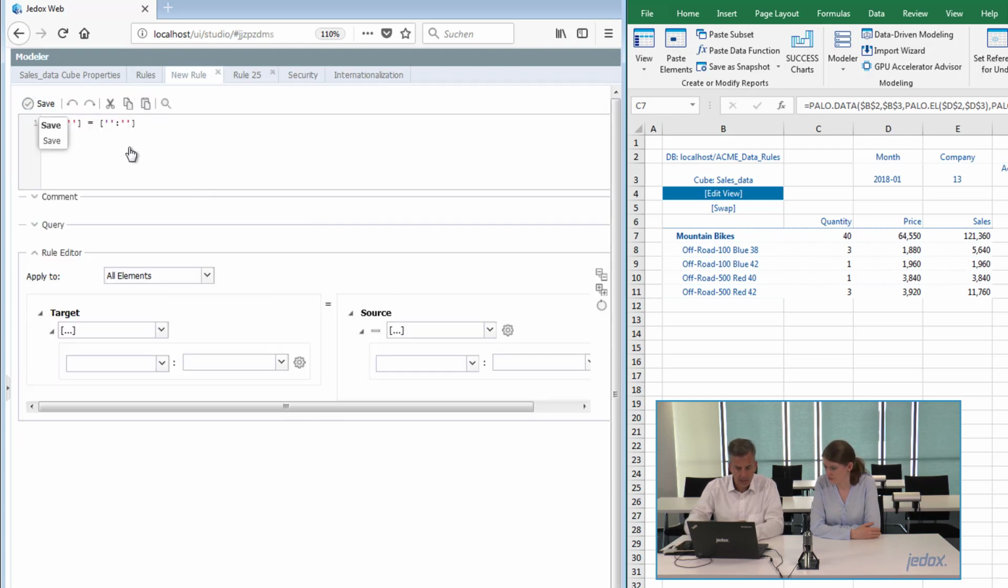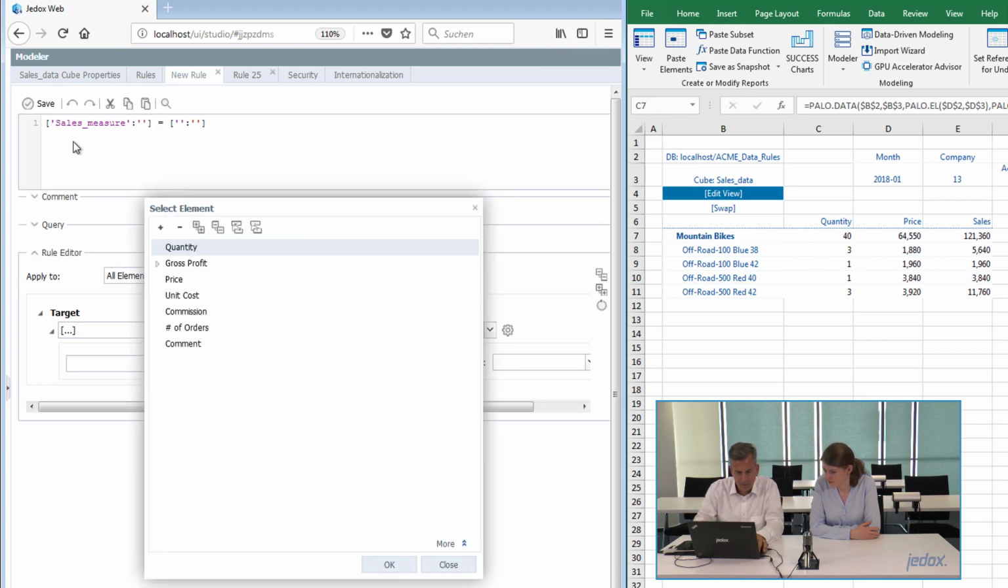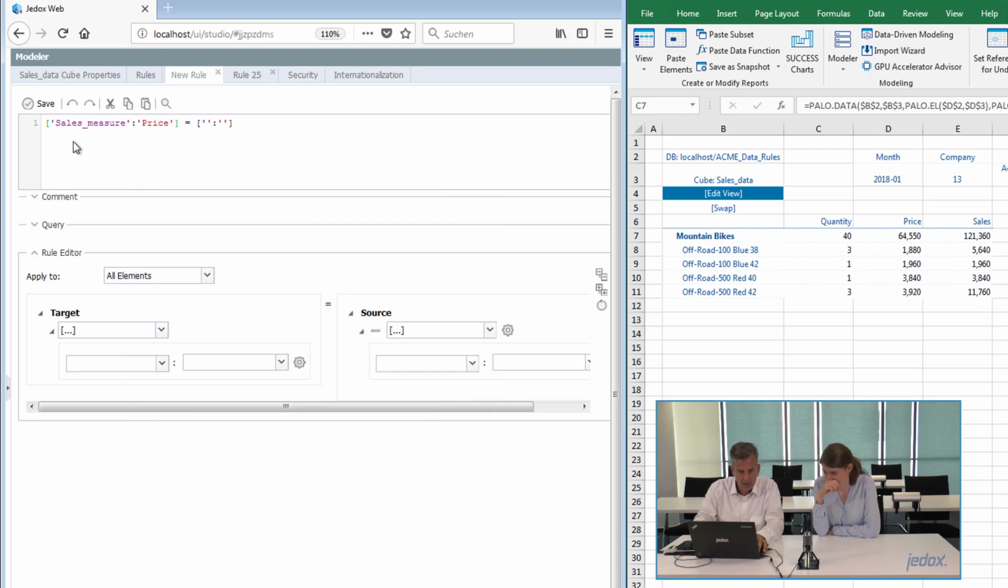And actually, we can start as we learned in the previous lesson, right? That was Control Space. Correct. Control Space, sales measure. I've got to select my dimension, and then I can find the element I need. Correct. And there we go. And we select the price. So here we have price. And we mentioned this: price is sales divided by quantity. So we need our sales measure dimension, and we need the element sales.